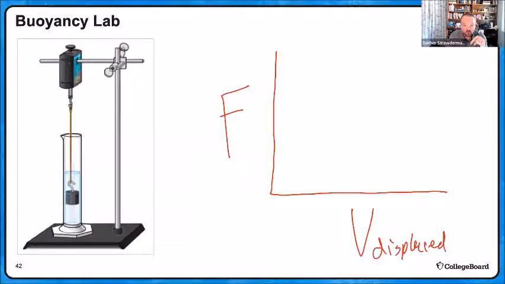The more complex option is to plot the spring scale reading. And if you plot the spring scale reading, you're going to have a graph that looks like this, because you're going to start with whatever the actual weight of the object is, and then that value is going to get less and less and less.